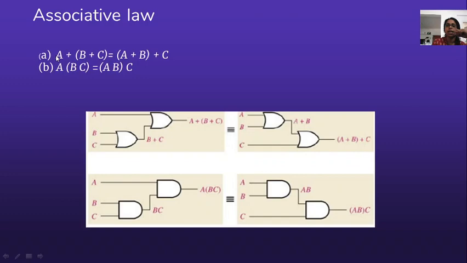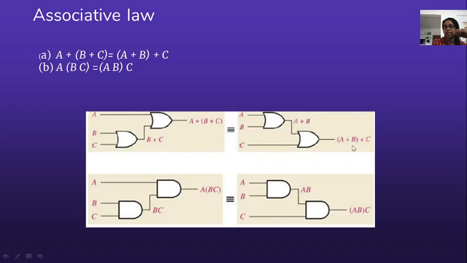What is the input of the first OR gate? A, and the second OR gate's inputs will be B and C. So B and C are added together and you get the output B or C, and that is given as an input to the first OR gate, and again you get A or B or C. Coming to the right hand side of the equation, the first OR gate will have inputs A and B, giving A or B, and then C is directly given to the second OR gate, and you get the output A or B or C.